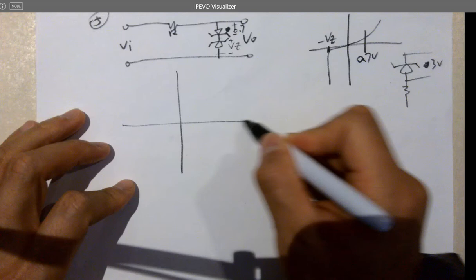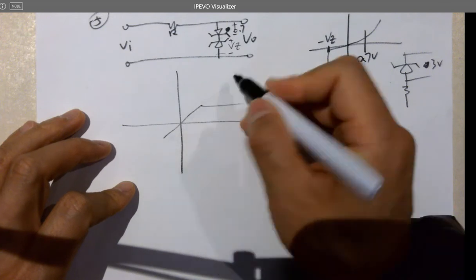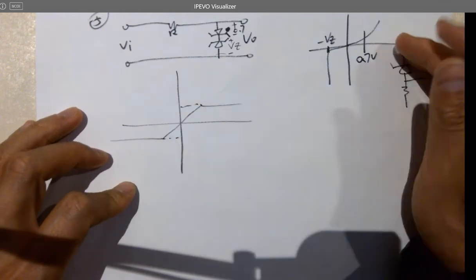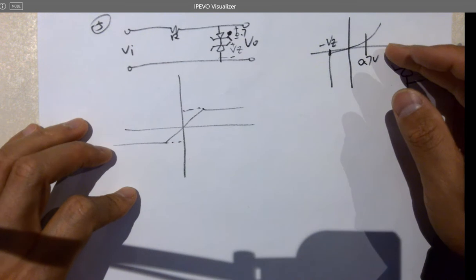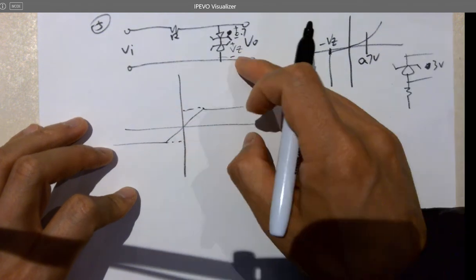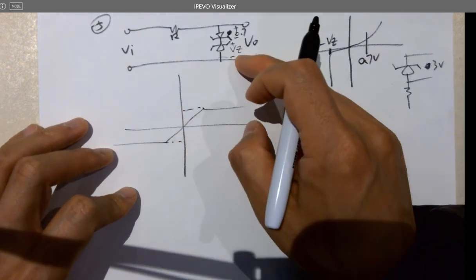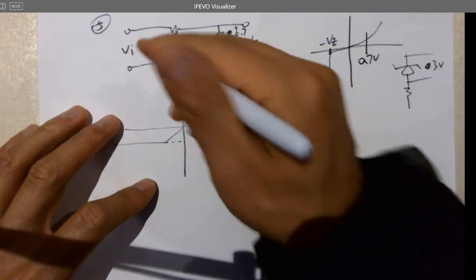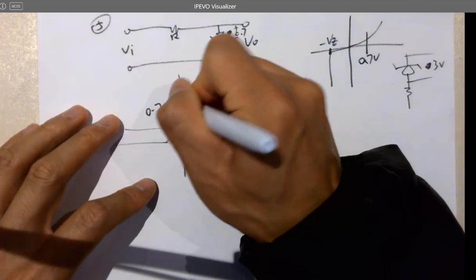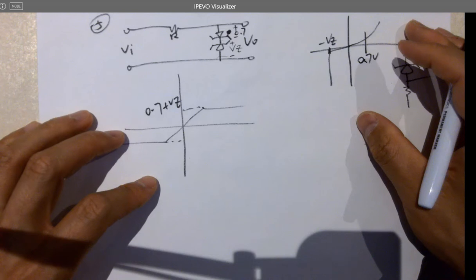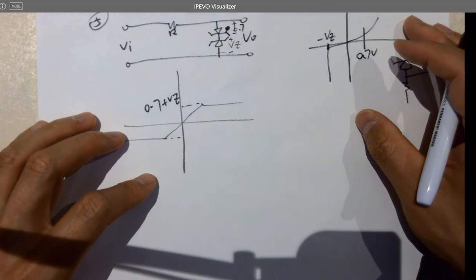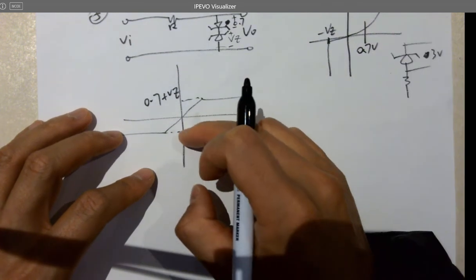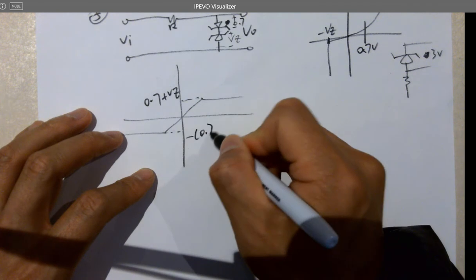So the curve looks like, what's the voltage here? And what's the voltage here? So what are these two? Let's just use VZ for now. So here will be 0.7 plus VZ, right? Is that correct? So what is this? It will be negative 0.7 plus VZ.